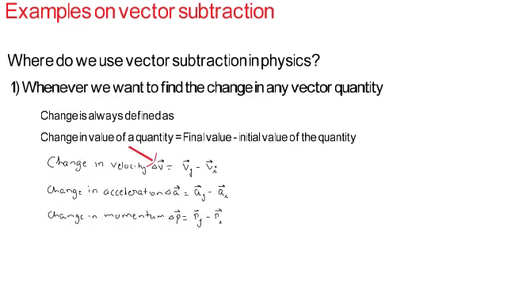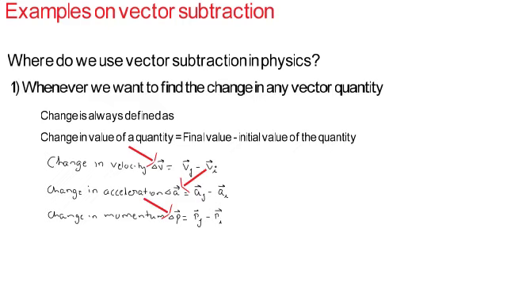Notice here that delta v is a new vector. It will have its own magnitude, it will have its own direction, which will be different from the magnitude and direction of vf and vi. Similarly, delta a is a new vector whose magnitude and direction will be different from the magnitude and direction of af and ai, and delta p will have different magnitude and direction as compared to magnitude and direction of pf and pi. Therefore, vector subtraction leads us to a new vector which is different from the original vectors.